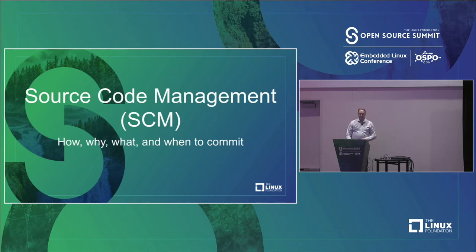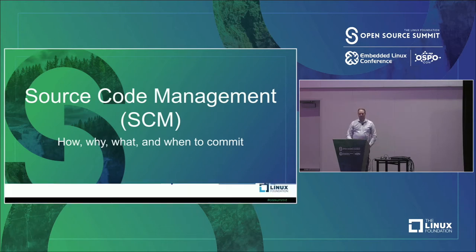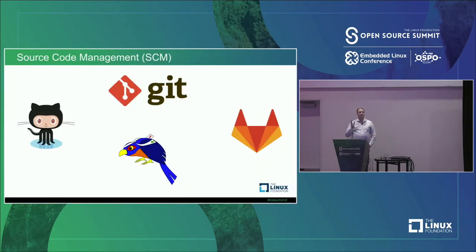Source code management: how, what, why, and when to commit. Primarily, we're gonna be focusing on Git. That is pretty much the industry standard at this point. In our experience here at the Linux Foundation release engineering team, there are three primary Git systems that we interact with on a fairly regular basis. You've got GitHub, you've got GitLab, and we also manage a system called Gerrit for a lot of our projects out there. So we are working in various different Git systems, but they're all similar in a lot of ways.